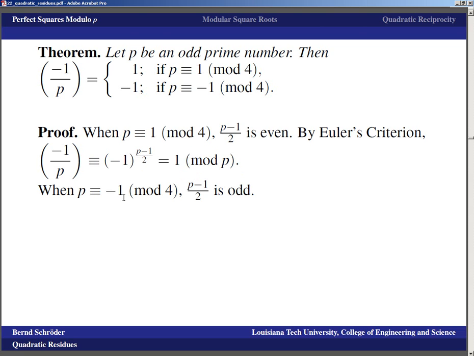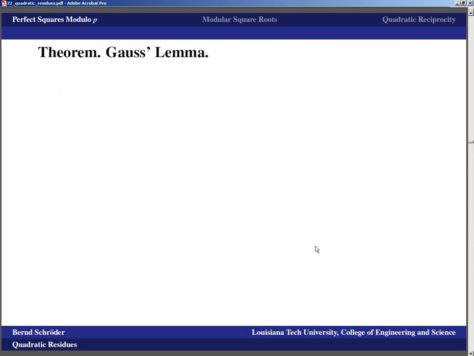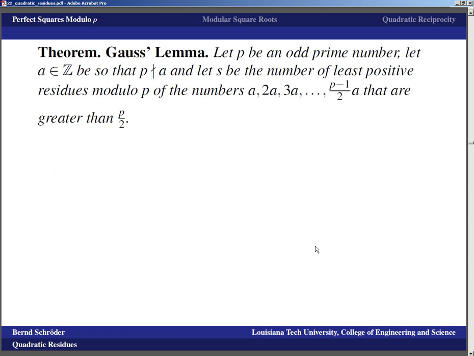And when p is equivalent to -1 modulo 4, well then (p minus 1)/2 is odd, and that means the same computation will this time show that the Legendre symbol of -1 over p is -1, because this time we'll have an odd exponent in there. Okay, so Gauss's lemma, now, to determine whether something is a quadratic residue, says the following.